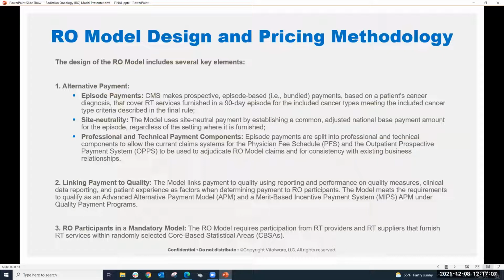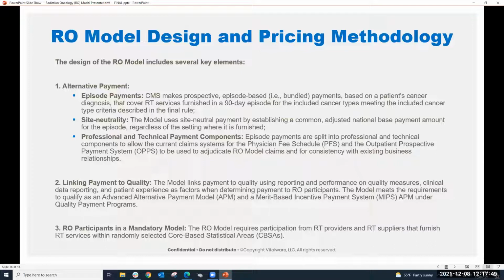And the reason that they kept it split into professional and technical is so that they can compare these payments to the current billing methods. So they're going to compare how you would currently bill for a certain service compared to how you bill from the RO model. And you're going to have to turn in these claims that are not for billing, but for comparison purposes. And basically, they're going to use it as a check and balance. So if they see that the payment's not lining up, that's an area of research they need to do, and that's something they need to look into.